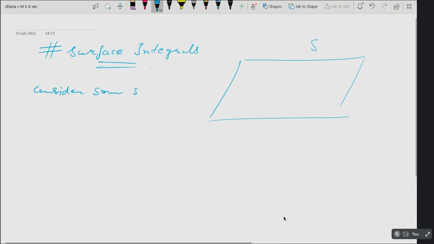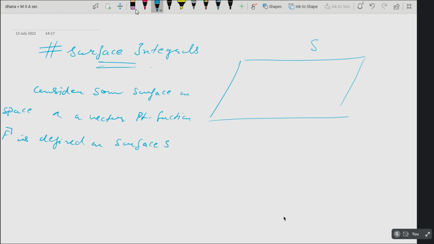Consider some surface in space and a vector point function, a vector point function f bar, which is defined on the surface S. Okay, what does this mean? F bar is defined on S means whatever point you take in S, okay, P of R bar, whatever point you take on the surface whose coordinates are R bar, we can always find f of R bar. This is what it means.